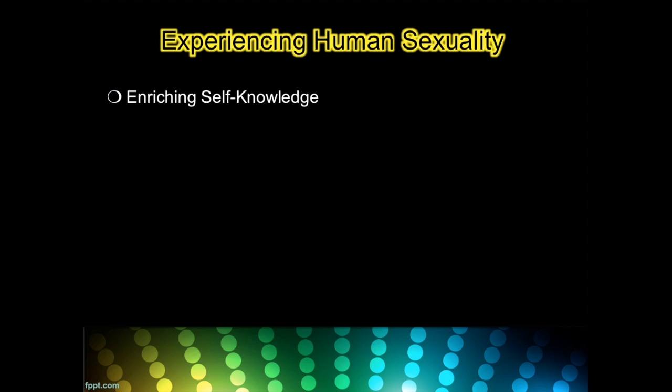Okay, so as I mentioned, we're going to start by focusing on our experiences of human sexuality and how this course should help us to experience human sexuality and relate to our experiences with that. So the first thing that this course hopefully will accomplish is that it will enrich our self-knowledge. And this course should help us to learn more about our own sexuality beyond just our gender and orientation. But to be clear, gender identity is defined as the sex, male or female, that a person identifies himself or herself to be, and it doesn't always match their biological sex.